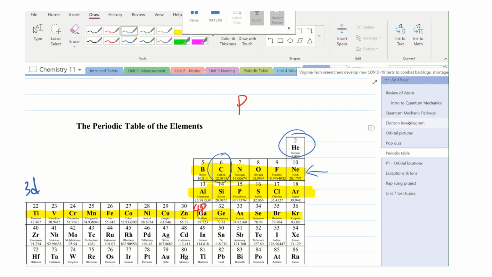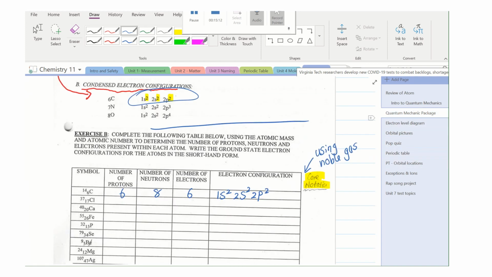So helium, you are going to put it in a square bracket, like so, helium square bracket. So basically that replaces 1s2. And then you're going to put the valence electrons 2s2, 2p2 right after it. As you can see, for carbon, it doesn't really shorten anything, but for others, it will.